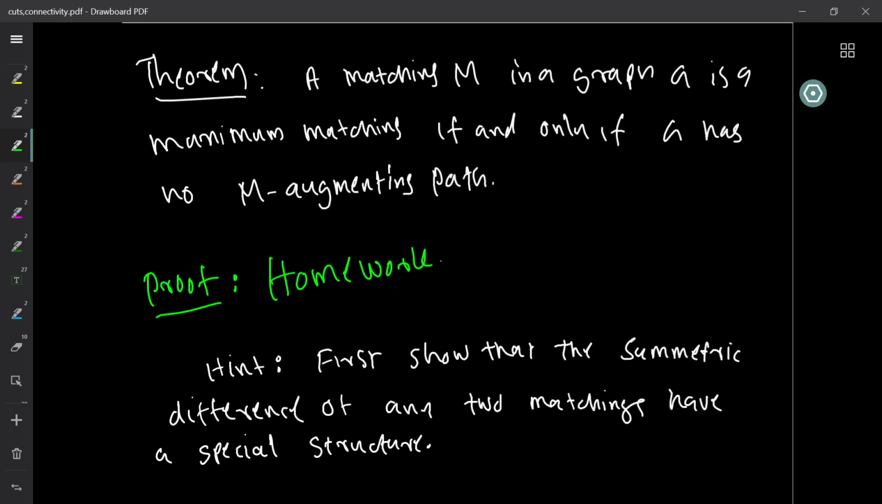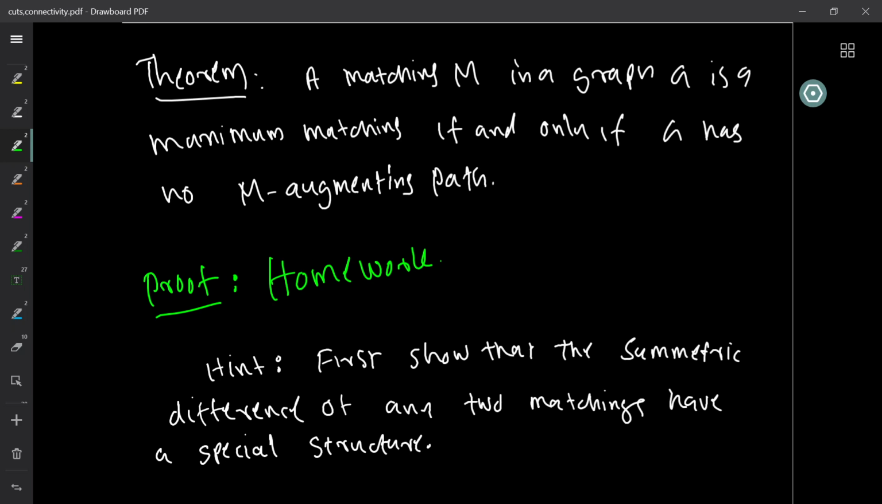What kind of graphs can be the symmetric difference of two matchings? Take any two arbitrary matchings in a graph, and what is the symmetric difference of these two matchings? Study this, look at some examples, and find out the properties and the structure of this graph. If you get that, then you can easily prove the theorem. Just use that property, and you will be able to prove this theorem.